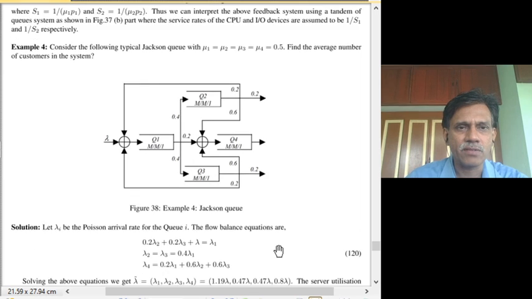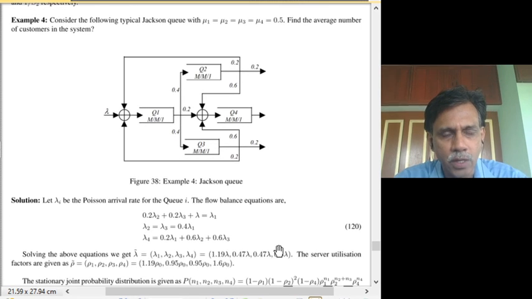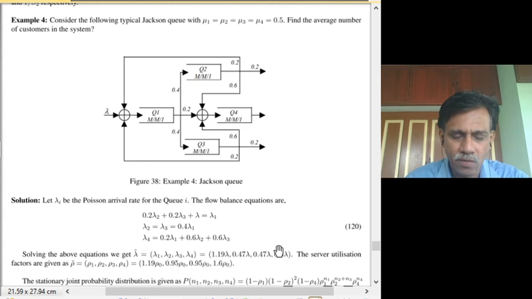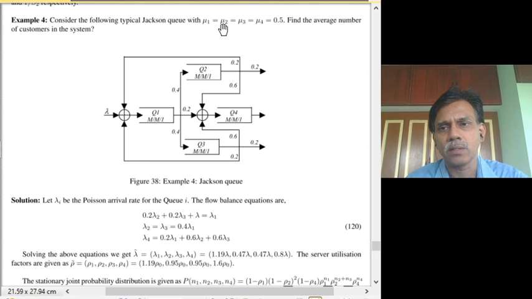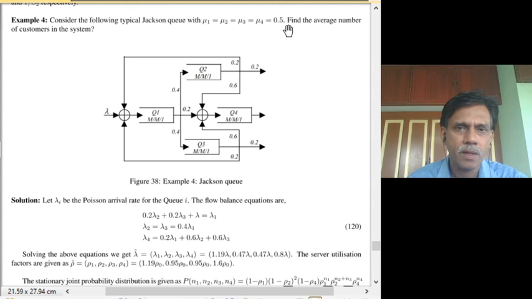We will now apply Jackson's theorem for the queue shown here as a last example. Again, we will assume for simplicity the service rates are common for all these four queues. Mu1, mu2, mu3, mu4 are all the same, which is 0.5. We have to find the average number of customers in the queuing system. Lambda is the external arrival rate to Q1, this is the kind of statistical multiplexing that occurs, and so on.